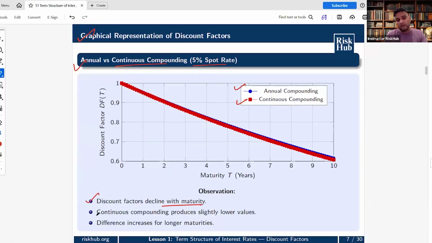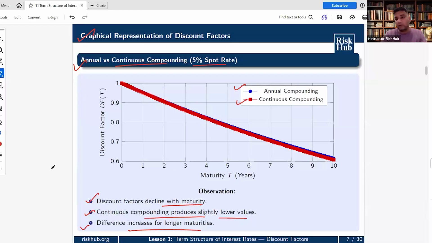Discount factors decline with maturity. Continuous compounding produces slightly lower values. Differences increase for longer maturity. So one chart with two lines and three observations. Horizontal axis: maturity T from 0 to 10 years. Vertical axis: discount factor of T from 0.6 to 1.